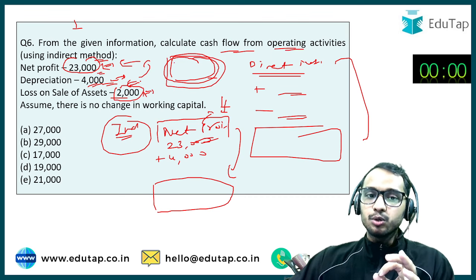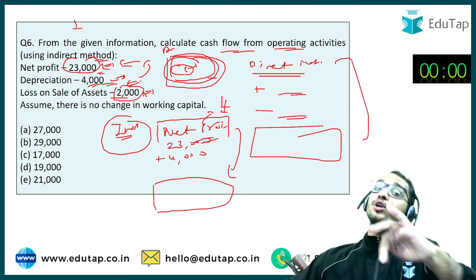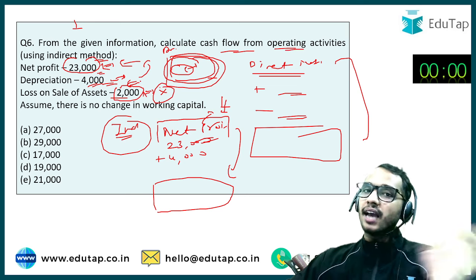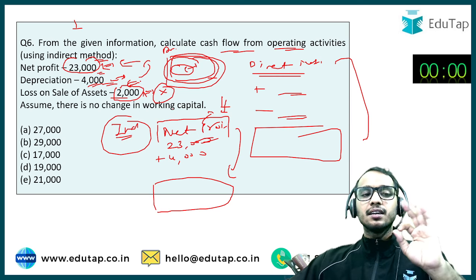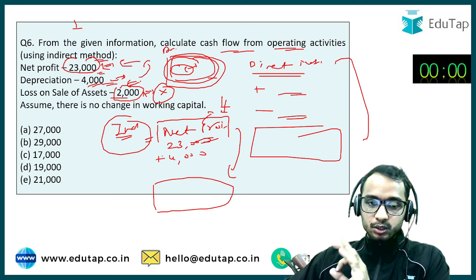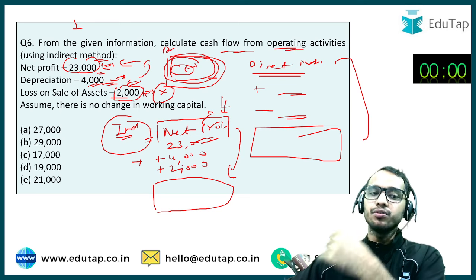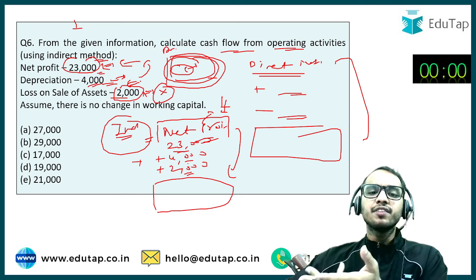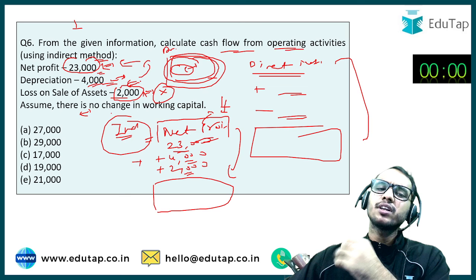Again, in the net profit, in the 23,000, this amount has already been adjusted. In the PL account, you have already taken 2,000 on your debit side, isn't it? But from the point of view of the cash flow, this should not have been taken as the expense because this is not the cash expense. This is the non-cash expense, right? So you have to again add it back into the net profit, just like we have done for the depreciation. So you have done 4,000 plus, again you will do 2,000 plus for the loss on sale of assets. So it will be 23,000 plus 2,000 plus 4,000, that is 29,000, because nothing else is given to you and you are assuming no change in working capital.